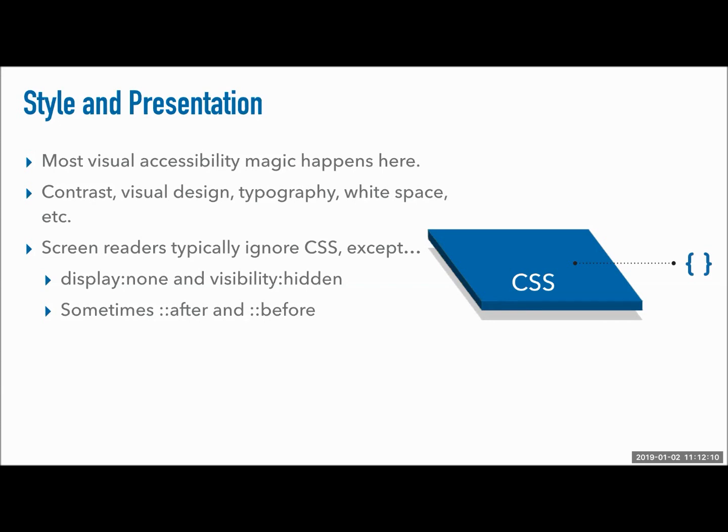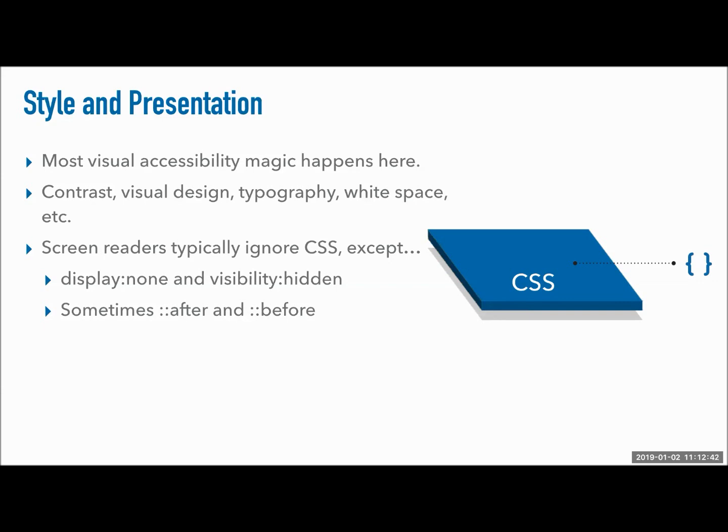Now, screen readers typically ignore CSS with some exceptions. The big ones are display none and visibility hidden, which would hide content from all users, including screen reader users. After and before pseudo selectors allow us to define content in our CSS that's rendered visually within the page. Some browsers and screen readers will read that content, and sometimes we just need to be careful with that and test it.